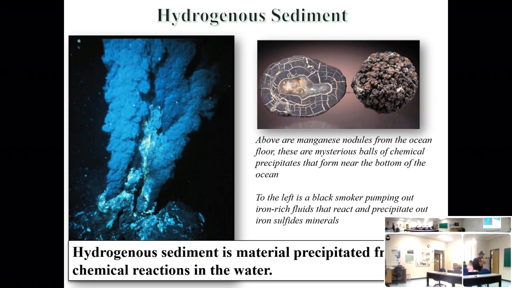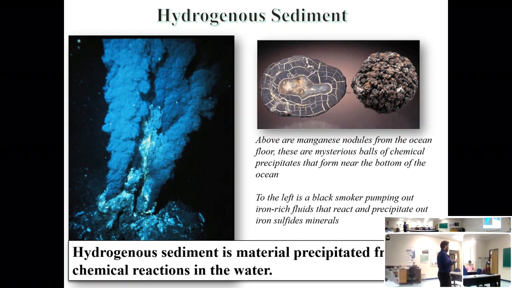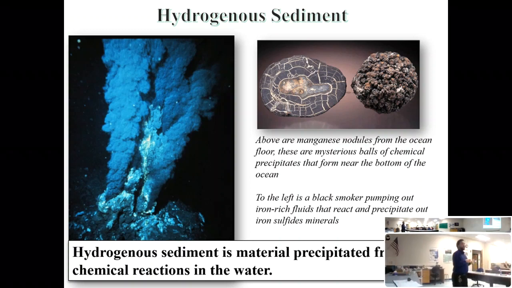So if you cut open a manganese nodule, that's what it looks like on the inside. And really what these things are is clumps of precipitated minerals. So hydrogenous sediments, hydro means water, right? Genus means the genesis, where it comes from, the origin of it. So hydrogenous means water generated. These are things that have precipitated from the water, okay?